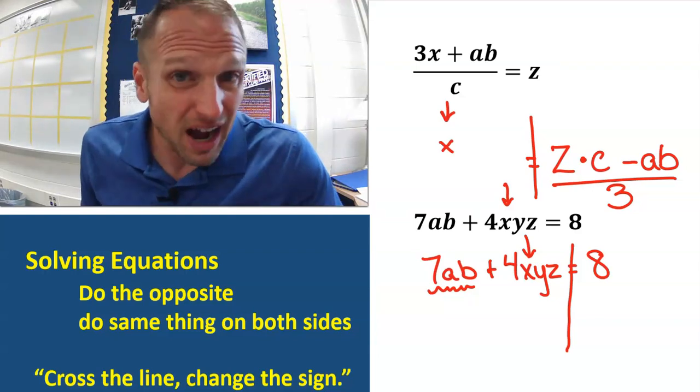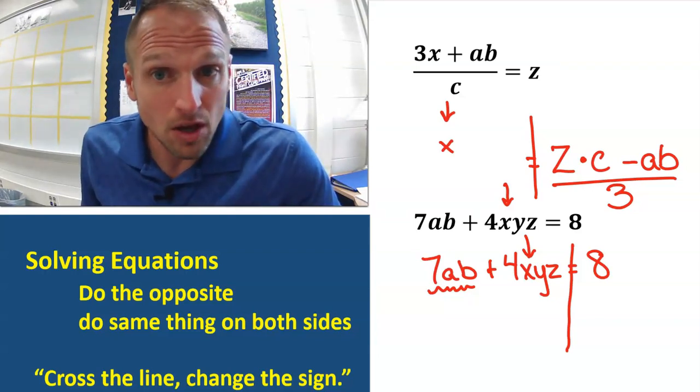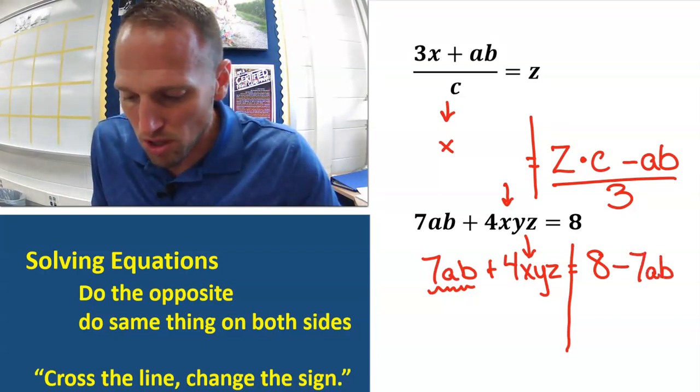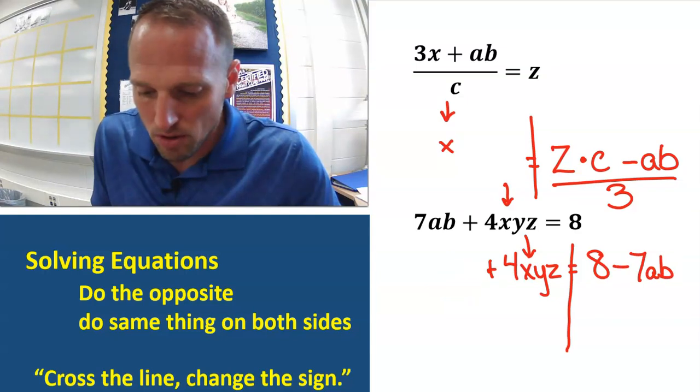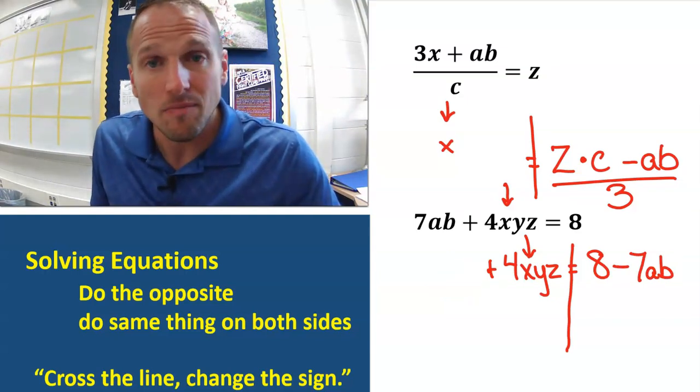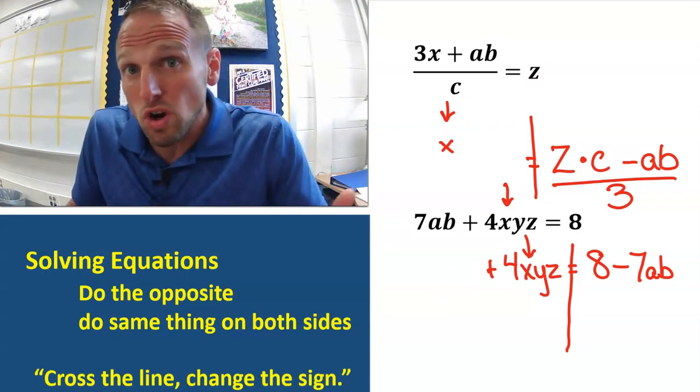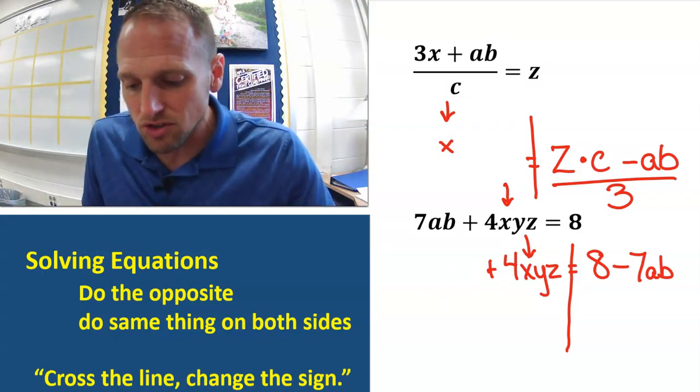Well, that's a positive 7AB. So let's just cross the line and change it to a negative. Subtract the 7AB over. Okay, did you catch that? It wasn't with the X. All we were doing was adding and subtracting it. So let's just subtract it to the other side. Cross the line, change the sign.